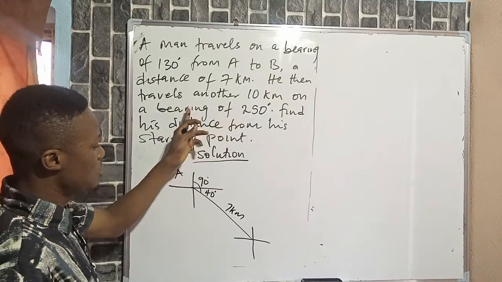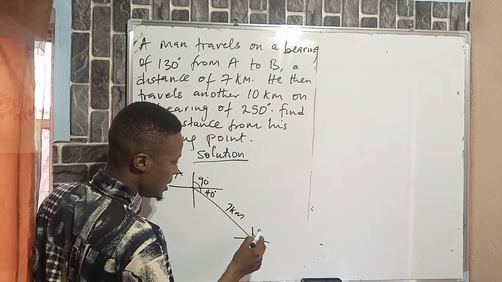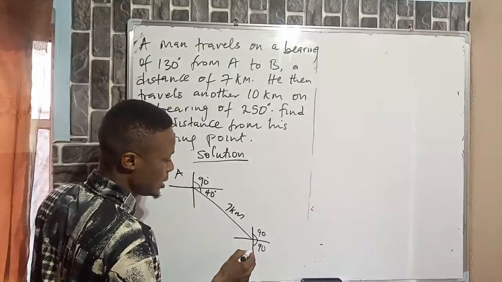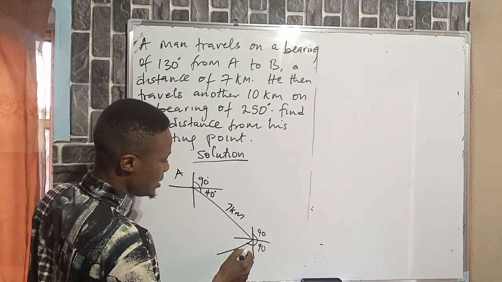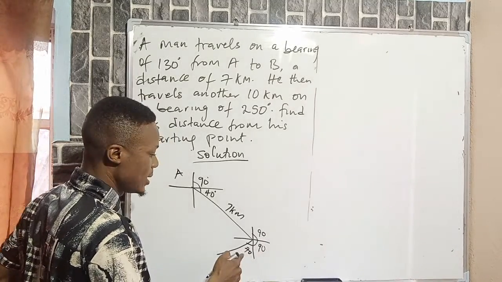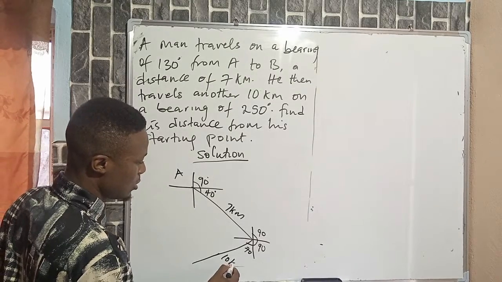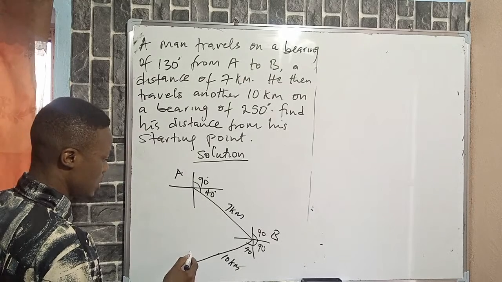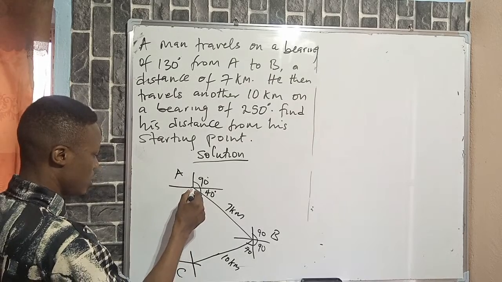He then travels another 10 kilometers on a bearing of 250. Here is 90, here is another 90, making it 180. So for it to be 250, you need another 70, because 90 plus 90 is 180, and 180 plus 70 will give you 250 degrees. We are told that the distance from B to C is 10 kilometers. You put another cardinal point, this is C. You can now join together.